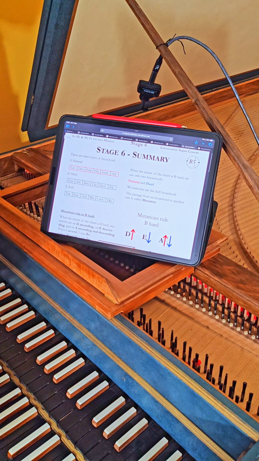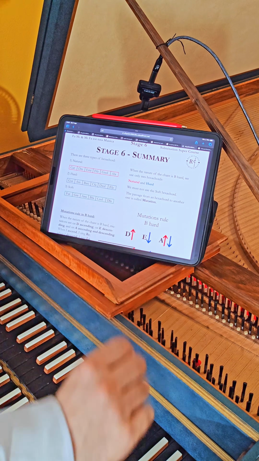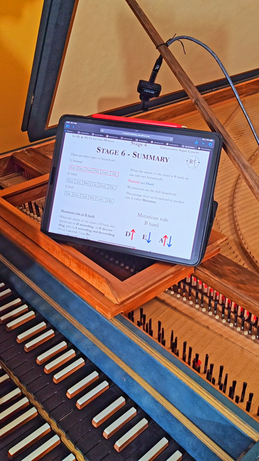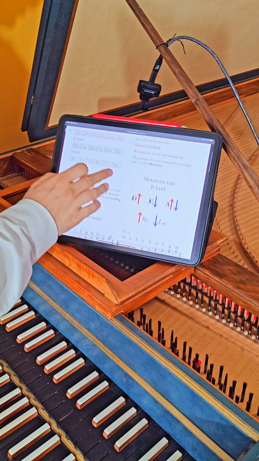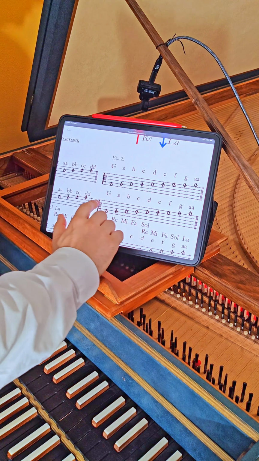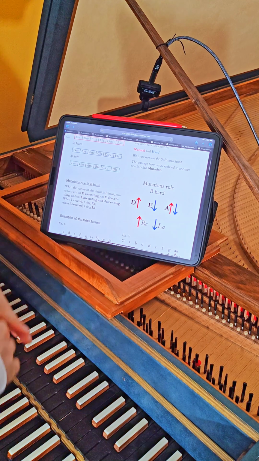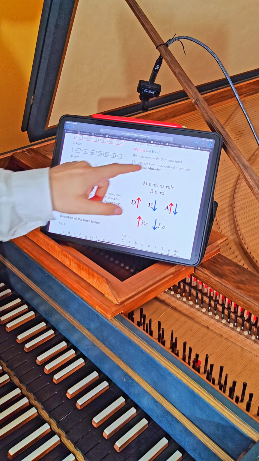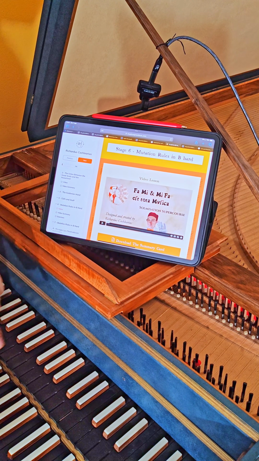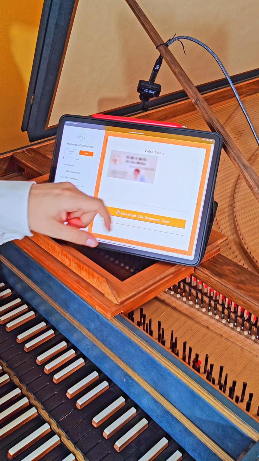I know that this may seem strange, but this is the way of thinking of the ancient musician. These letters are the letters of the hand. The hand is a transposition of the great scale, what you can learn in stage number 3 here.